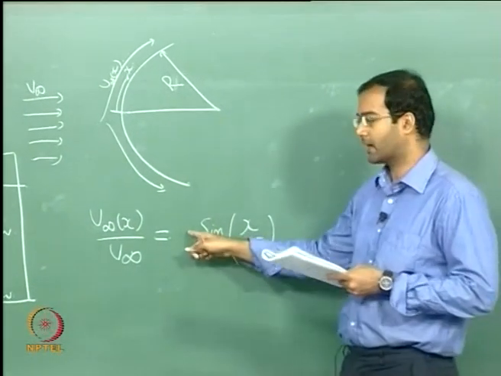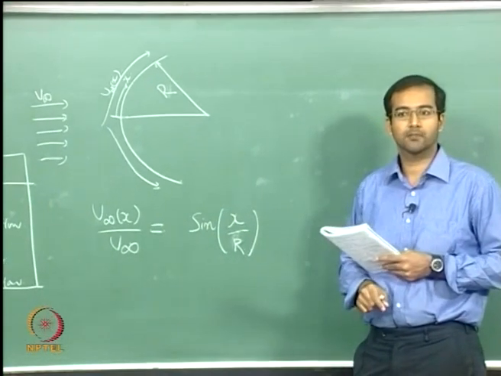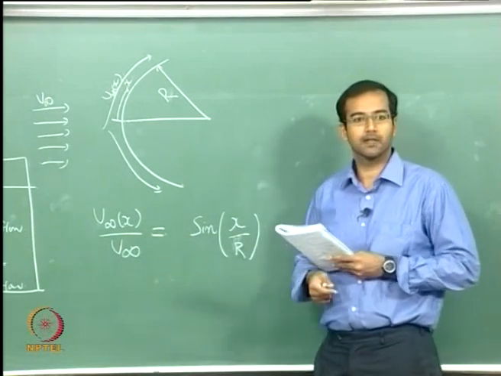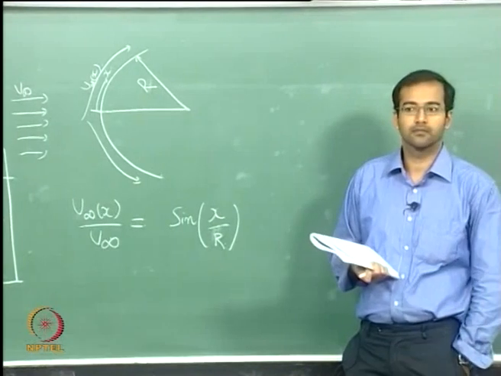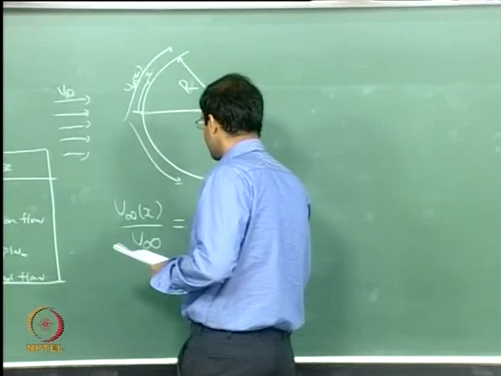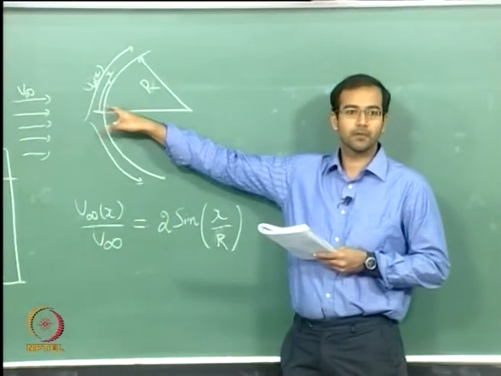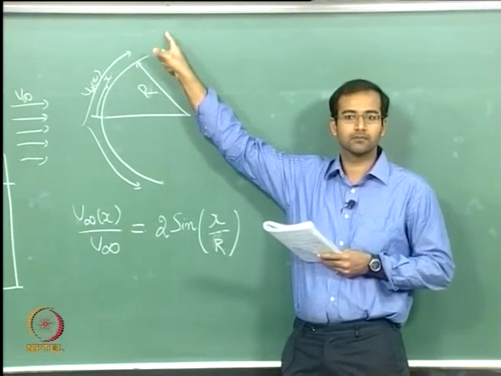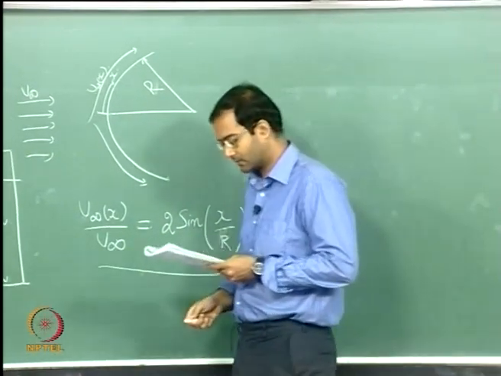And what factor should come here? At x by R equal to pi by 2, this will become 1. Does u infinity become u infinity there? It should be 2, because it becomes exactly twice the free stream velocity, because it has to accelerate again from here. Once it accelerates, it has to go more than the free stream velocity there. So this is your inviscid velocity profile for a circular cylinder.